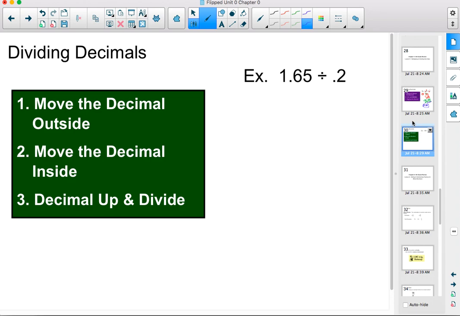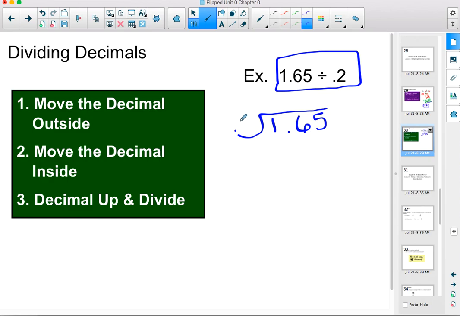Next we are going to talk about dividing. We're going to do the same thing here, talking about the steps in our example. The very first thing, I probably should have a first note here that says to set up the problem. Most of your problems will be given to you like this, and your job is to write them using the division house. Remember, the first number always goes inside that house. The second number, no matter how big or how small, goes on the outside. So we read this problem as 1 and 65 hundredths divided by 2 tenths.